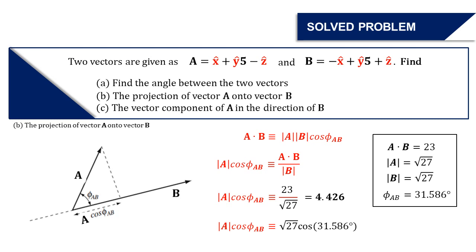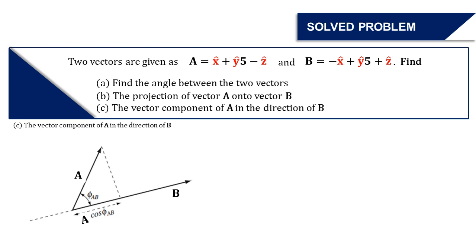Another way to compute is to simply use the angle na nakuha natin dun sa una natin sinolve and yung magnitude ng A. Kasi yun naman talaga yung formula ng projection. Therefore, ang sagot natin dyan should be also equal dun sa kanina. No? That will be 4.26. Okay, so sana nakakasunod pa. So let's go on to the next question.